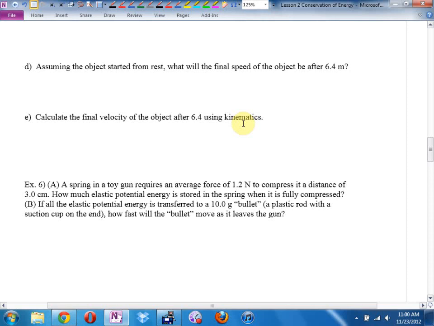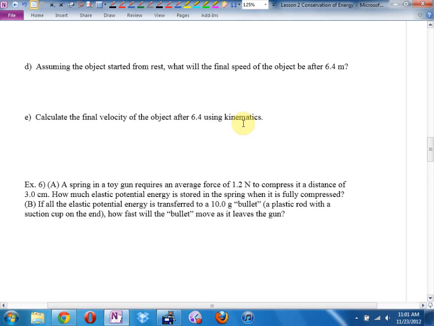Assuming the object started from rest, what will the final speed be of the object after 6.4 meters? What's this question asking me to find? VF. Speed or velocity? What do they ask for? And this is important. Speed or velocity? What do they ask for?